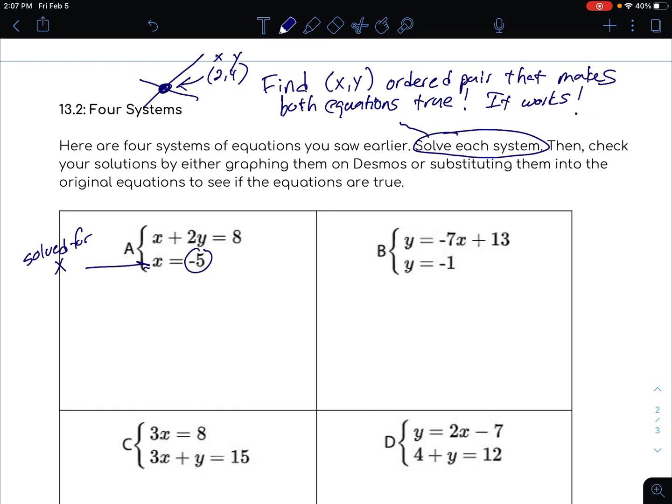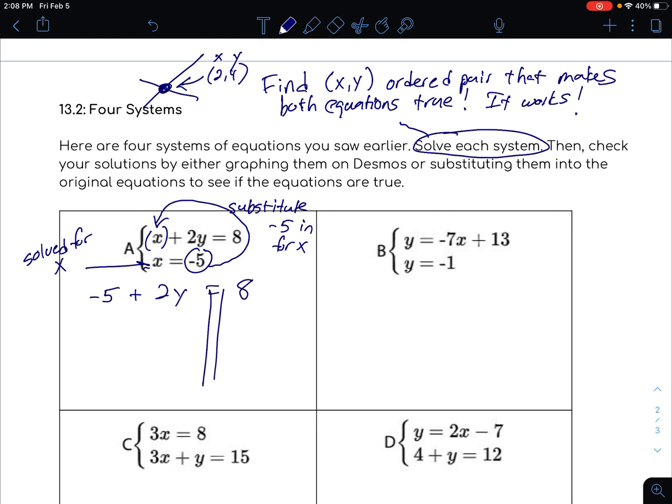So if we take that -5, what we can do with it is put it into the other equation. We can substitute it in and say, okay, well, what if x is -5? Let's put -5 in for x and see what y is. This is called substituting. So we're going to substitute -5 in for x. All right, so let's rewrite that equation. Then that equation becomes -5 plus 2y equals 8.